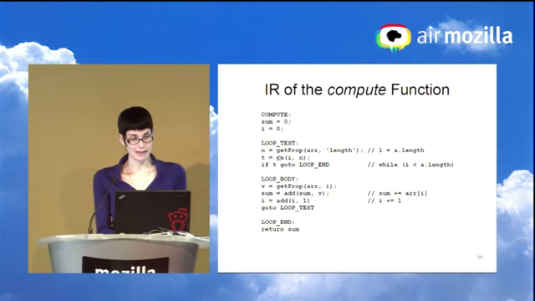And if i is less than n, I'm going to go to loop body. I'm going to get the current value of the array. I'm going to add that to my sum with the add primitive, which is also a runtime function. And then I'm going to go back to the loop test and keep looping until eventually I reach the end of the array. And then I'll jump to the end and return the sum.